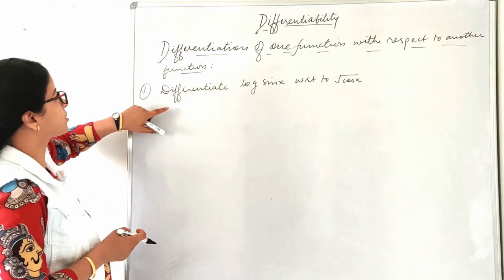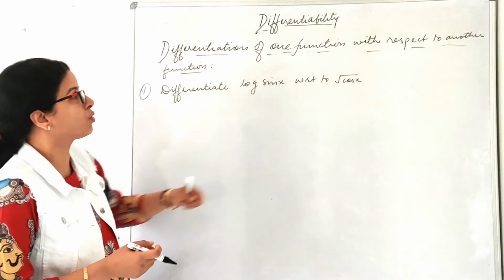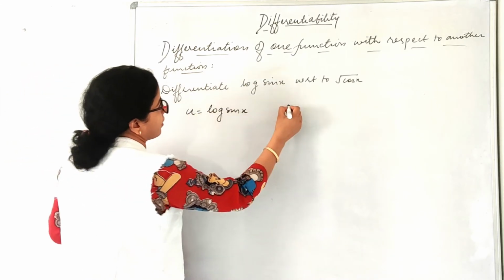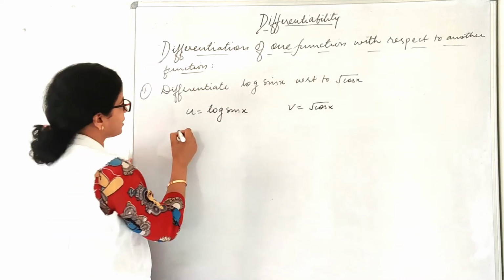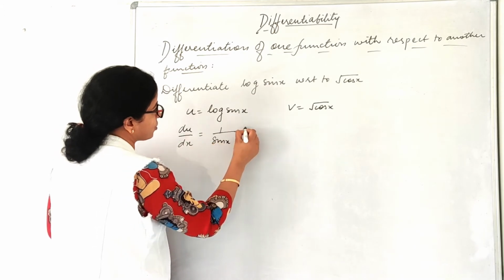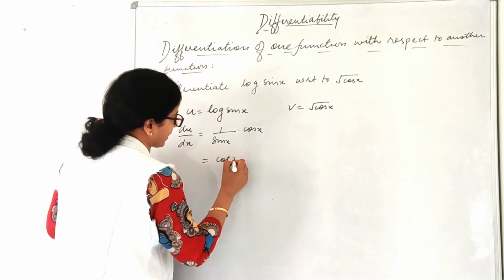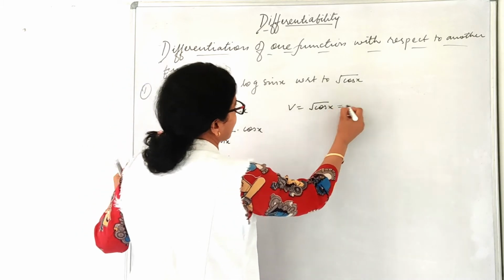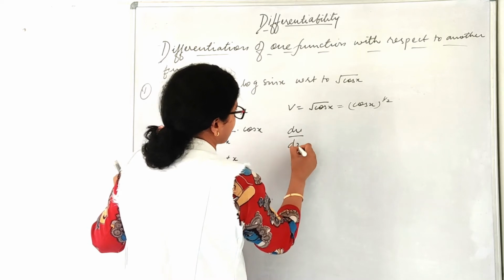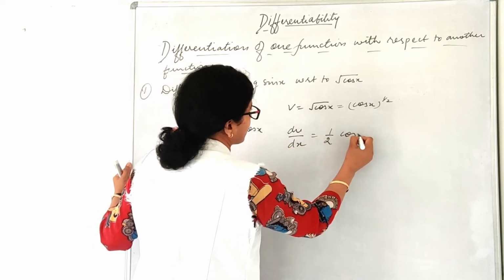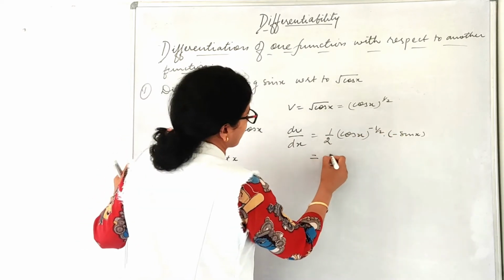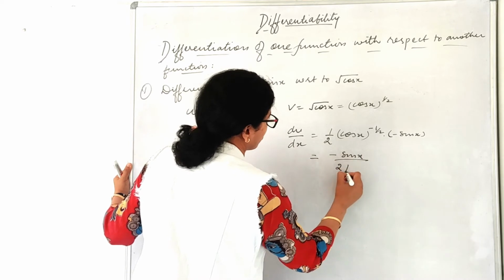Okay. So now let us take this question. Differentiate log sin x with respect to root cos x. Right. So u is equal to log sin x and v is equal to root cos x. Now let us find du by dx. So 1 upon sin x into cos x, which is nothing but cot x. Now let us take this side. I can write this as cos x to the power half. We'll use the chain rule. So dv by dx is equal to half cos x to the power minus half, and differentiation of cos x is minus sin x, which is equal to minus sin x upon 2 root cos x.